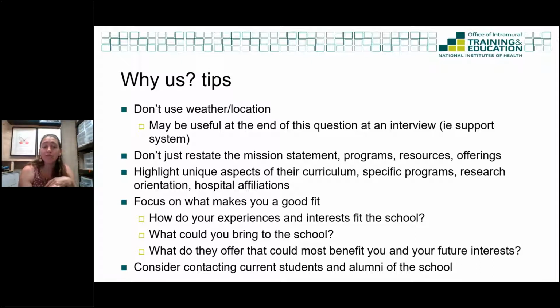Make sure that you're not just restating the mission statement, the programs, the resources, or the offerings. They know what they offer. So you can highlight unique aspects of their curriculum, specific programs, their research availabilities, and their hospital affiliations. But it's better if you're really focusing on what makes you a good fit for those things. So instead of just saying, I like that you have this, I want to do this, you have a great program, instead focus on how your experiences and interests really fit the school.